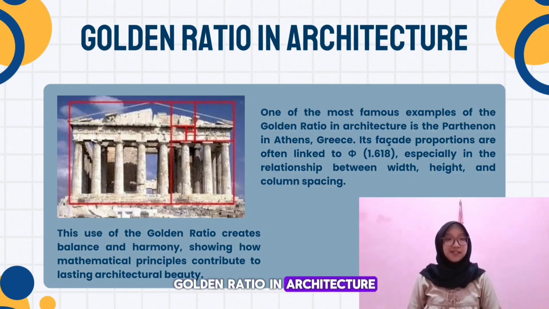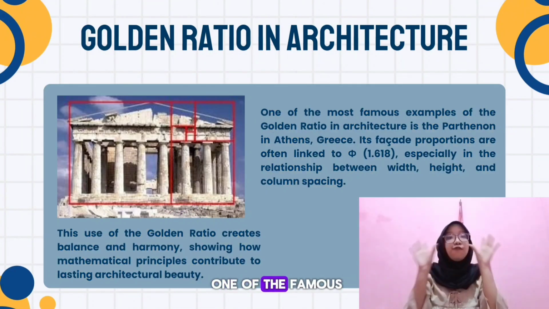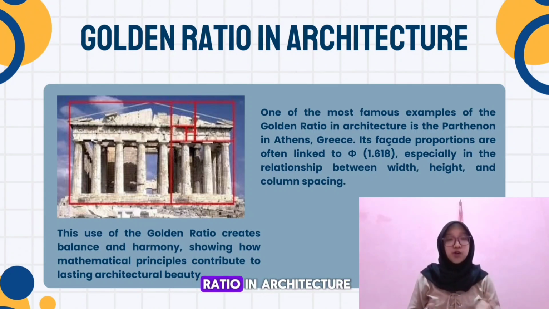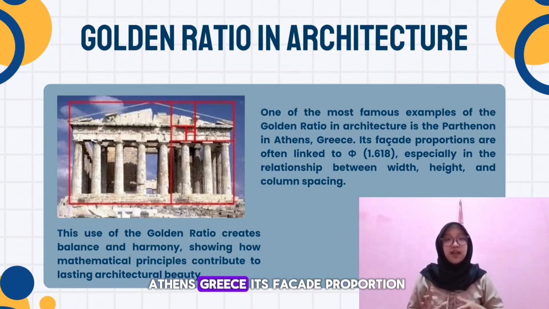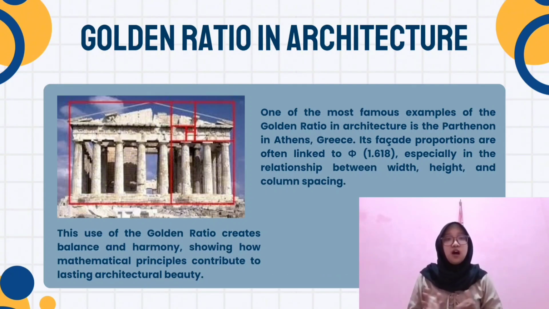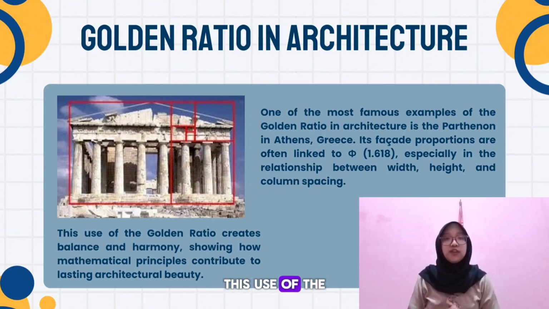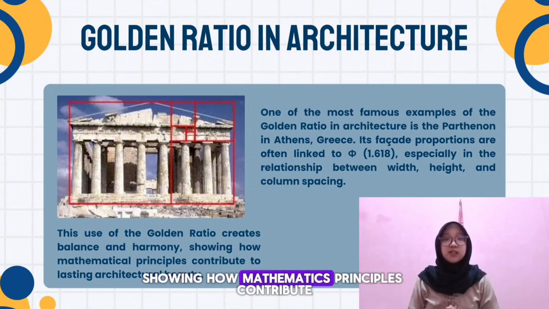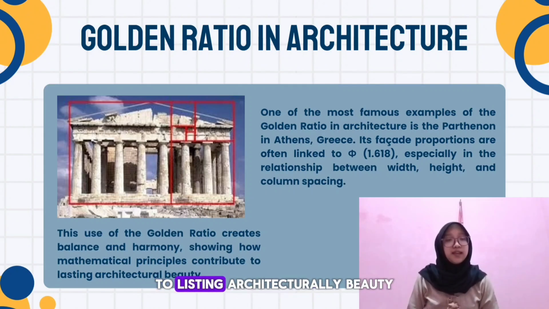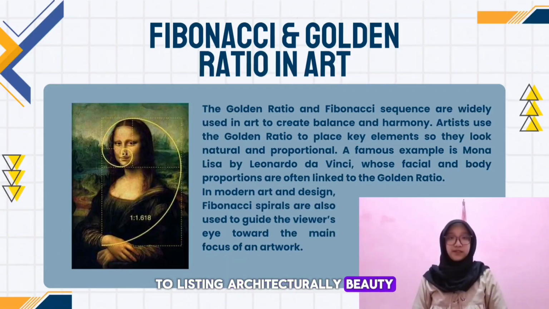Golden ratio in architecture. One of the famous examples of the golden ratio in architecture is the Parthenon in Athens, Greece. Its facade proportions are often likened to φ, approximately 1.61, especially in the relationship between width, height, and column spacing. This use of the golden ratio creates balance and harmony, showing how mathematical principles contribute to lasting architectural beauty.